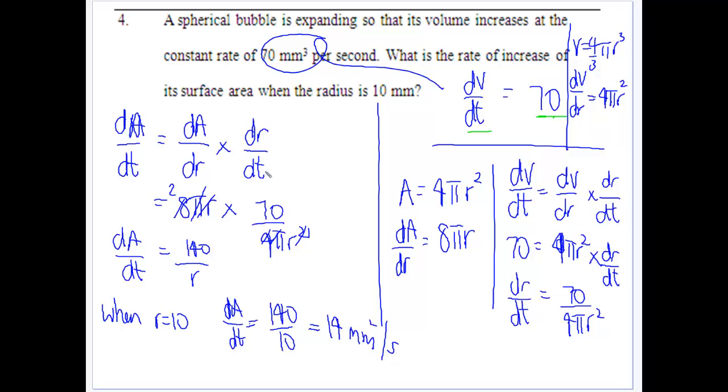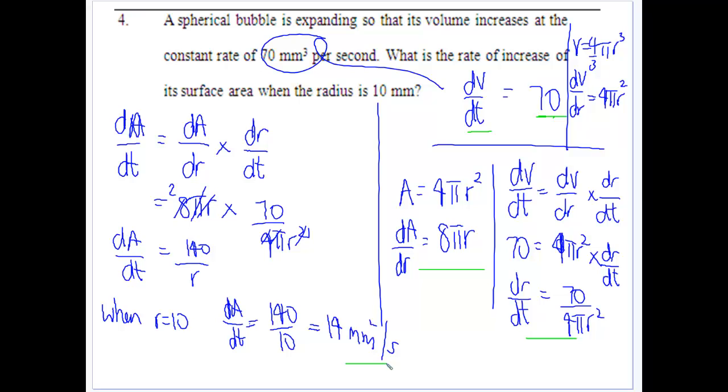We can get dr/dt from that volume expression. So it takes some manipulation of the chain rule there to get 70 over 4 pi r squared, because we can then apply the chain rule here, times 8 pi r from what we just did. And then we can get an expression in terms of r for dA/dt. And we know when r is equal to 10, we can substitute that in, and we get 14 millimeters squared per second.